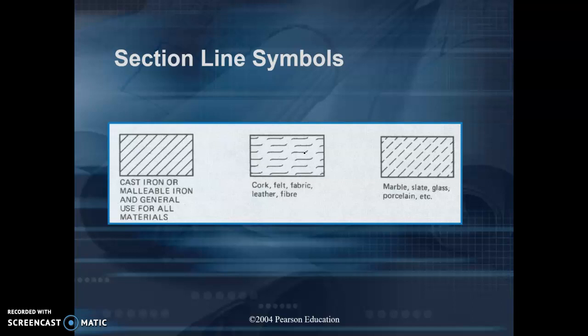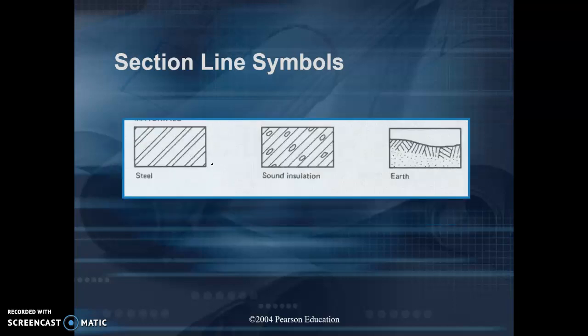materials. Then we have some patterns like this for cork, felt fabric, leather. We don't really use that a whole lot in this class. Here we have marble, slate, glass, porcelain. Again, not very commonly used in mechanical prints. That would be more common in architectural drawings. Steel, though, we will be seeing some drawings with steel.